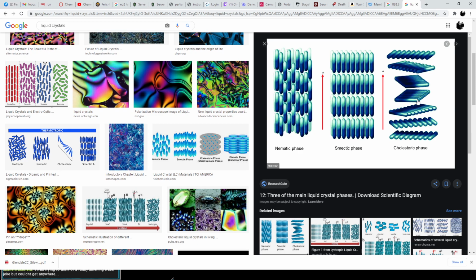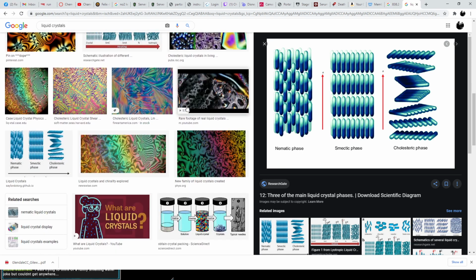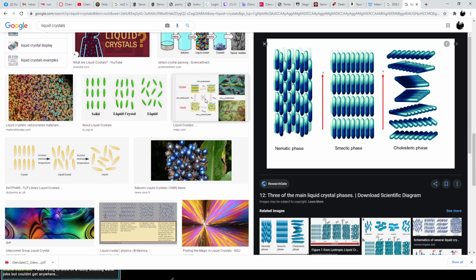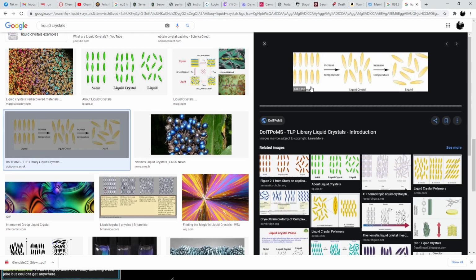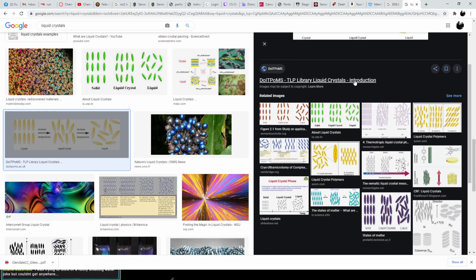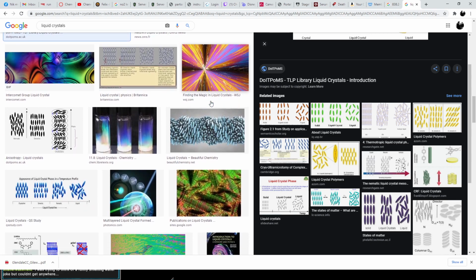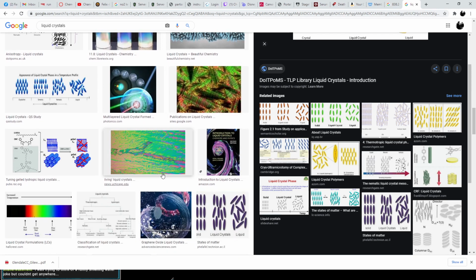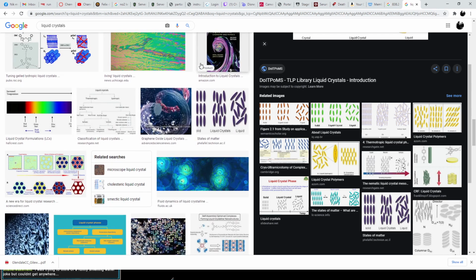All of these have different properties. Let's see if we have some more interesting ones like this. Here's the idea. You have liquids which are just all over the place. You have crystals which are perfectly orderly. And liquid crystals are in between, so they're semi-orderly. You can just see the idea here is that these rod-shaped molecules are oriented in different ways. Okay, let's take a look at these just a little bit more.